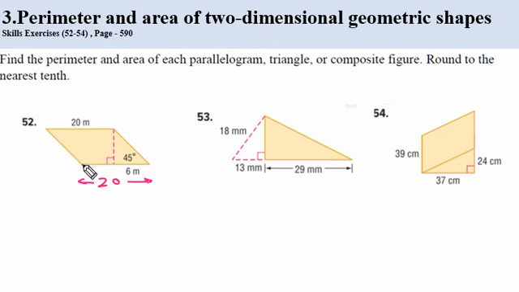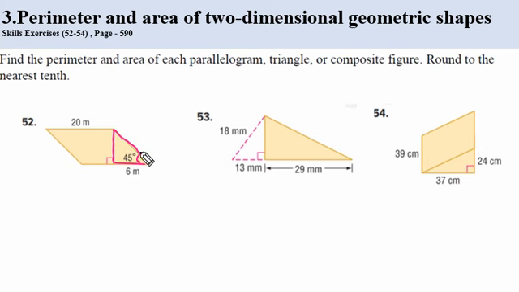This is 6, so the remaining here will be 14. Well, we don't need this information right now. And what about this side? In this case, we don't know this side, right? So first we will have to find this. So this is a triangle inside of this parallelogram.